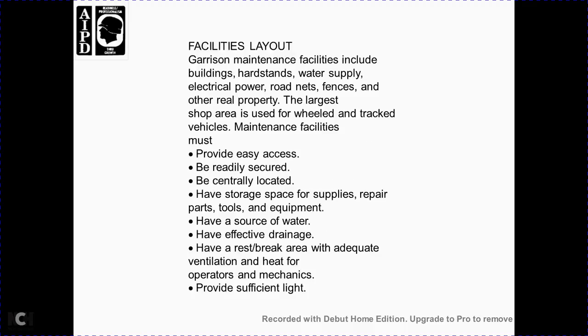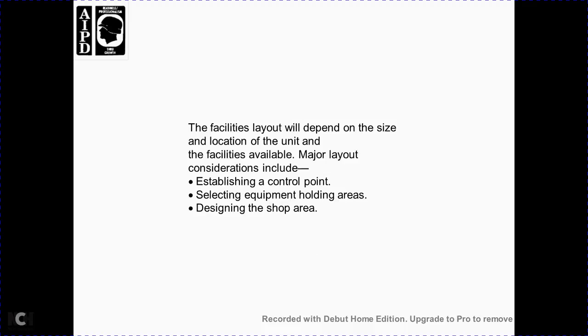Facilities layout of the garrison maintenance facility includes the buildings, the hard stand with the water supply, electrical power, road nets, fences, and other real property. The largest shop area is for the use of the wheeled and track vehicles. The maintenance facilities must be provided easy access, be readily secured, be centrally located, have storage spaces with the supply of the repair parts, tools, and equipment, have a source of water, have effective drainage, have a rest break area with adequate ventilation and heat for the operators and mechanics, and provide sufficient light.